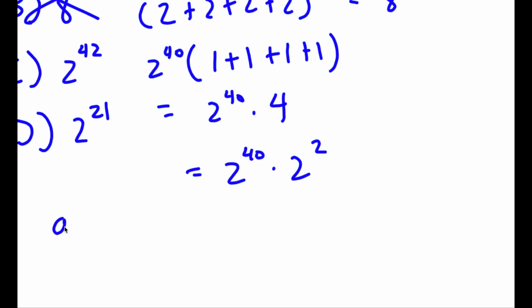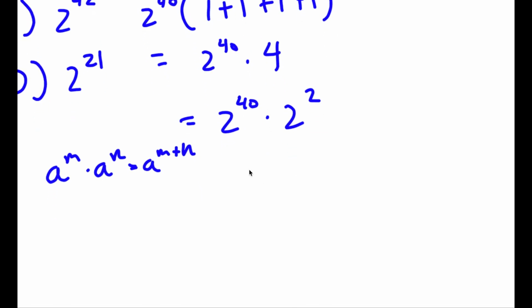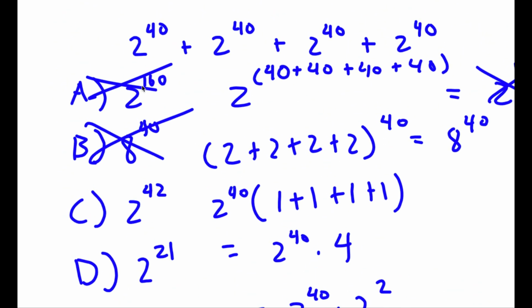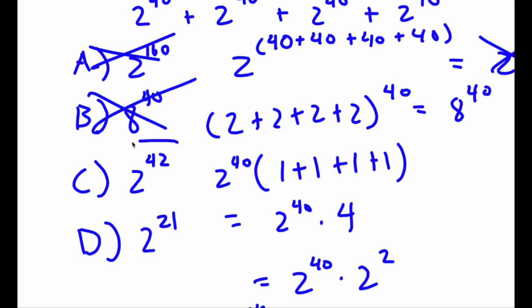And now if I have something in the form a to the power of m times a to the power of n, this is equal to a to the power of m plus n. So 2 to the power of 40 times 2 to the power of 2 is going to equal 2 to the power of 40 plus 2, and 40 plus 2 is 42, so I have 2 to the power of 42. And this is actually the right way of adding these 4 terms. So this C is my answer.